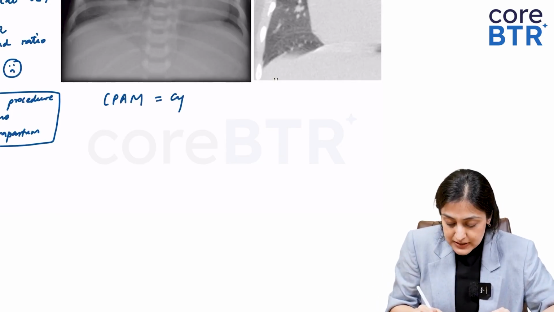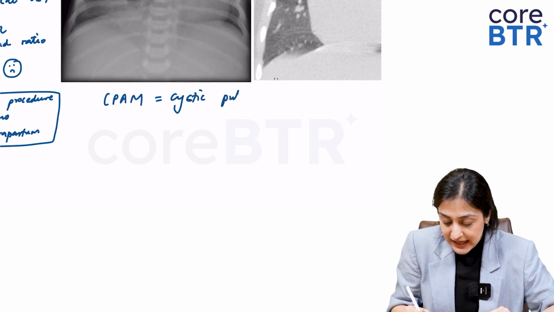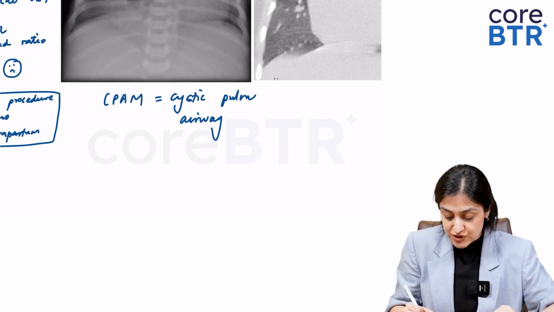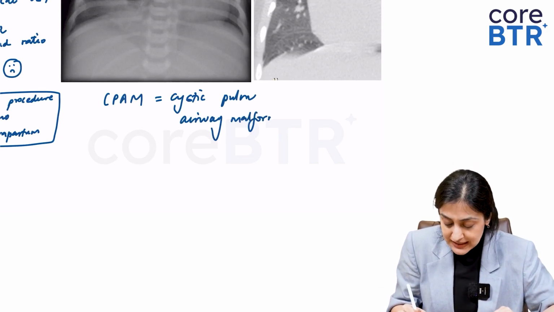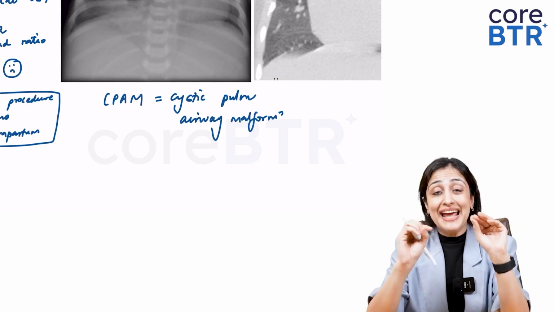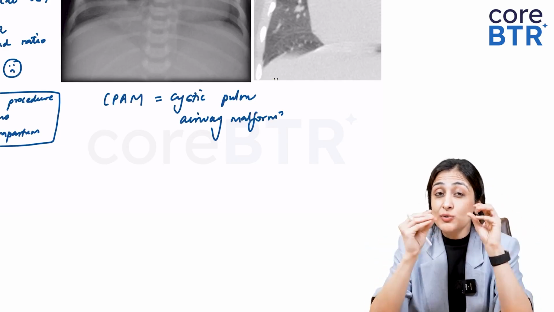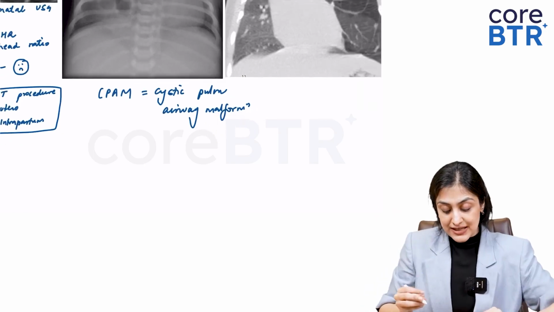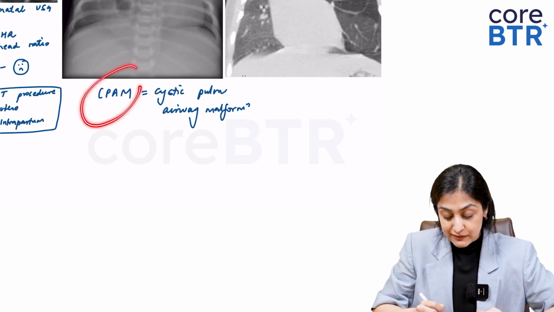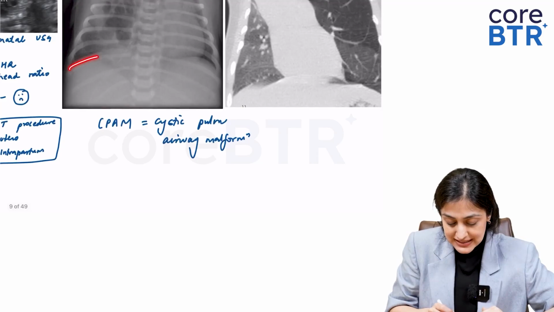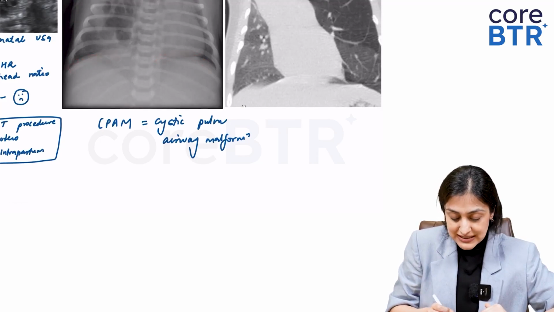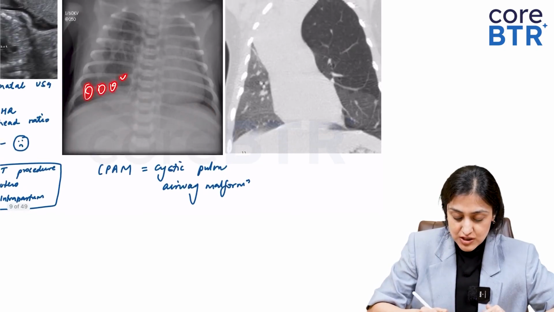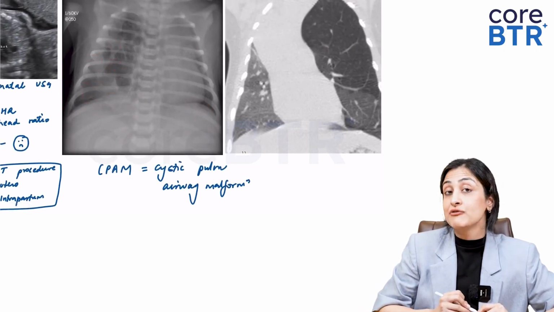What is CPAM? This is cystic pulmonary airway malformation. Some people also call it adenomatoid malformation, but it's fine. So as the name suggests, this is where the airway is malformed to form these multicystic spaces. All right. So this is nothing but airway, not bowel. You can see the diaphragm is intact. You will see the liver in place. You will see the stomach in place. So this is just a lung malformation where you will have cysts.